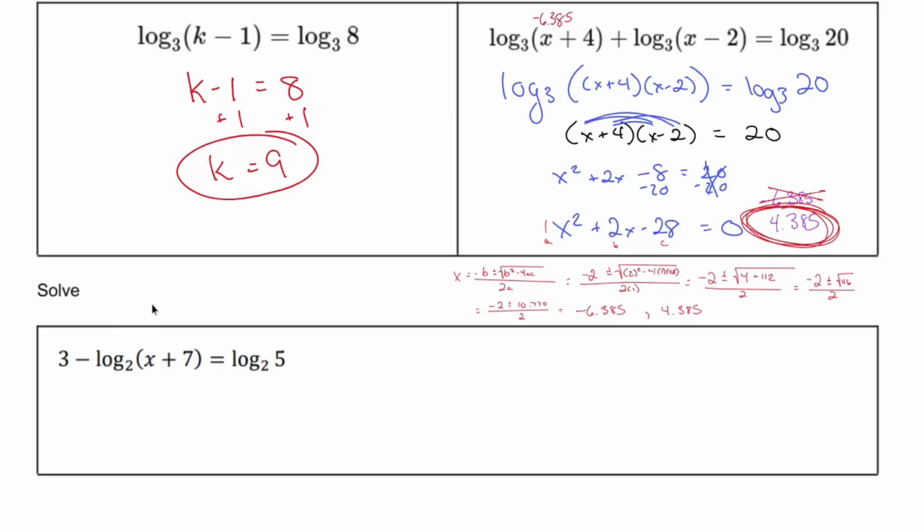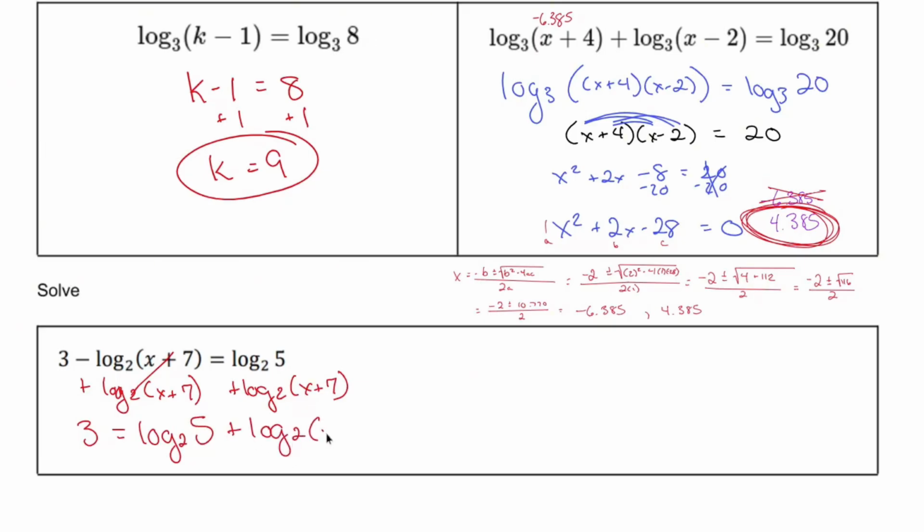All right? All right. 3 minus log base 2 of x plus 7 equals log base 2 of 5. All right, so this is how I'm going to handle these. I'm going to move all the logs to one side because this no longer follows that rule up here. I'm going to move all the logs to one side of the equal sign and combine them. Okay, so I'm going to add log base 2 of x plus 7 to both sides. That crosses you out. That leaves me with 3 equals log base 2 of 5 plus log base 2 of x plus 7.